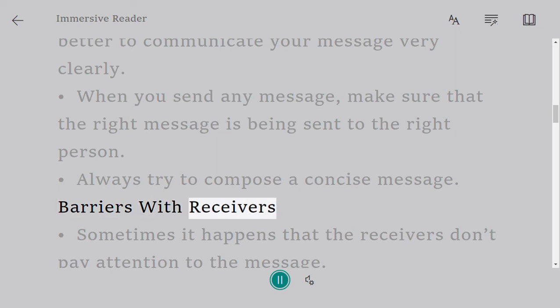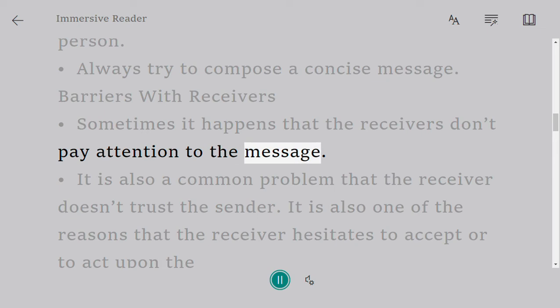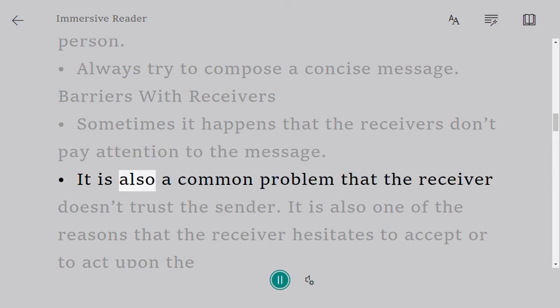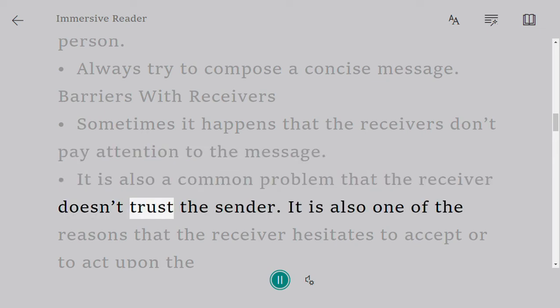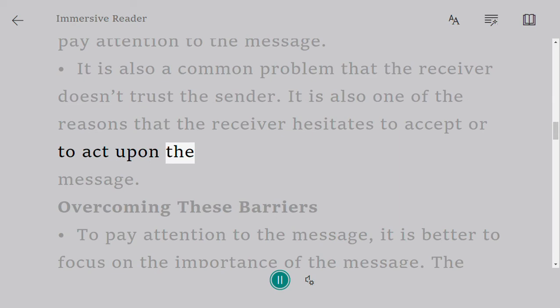Barriers with receivers. Sometimes it happens that the receivers don't pay attention to the message. It is also a common problem that the receiver doesn't trust the sender. It is also one of the reasons that the receiver hesitates to accept or to act upon the message.